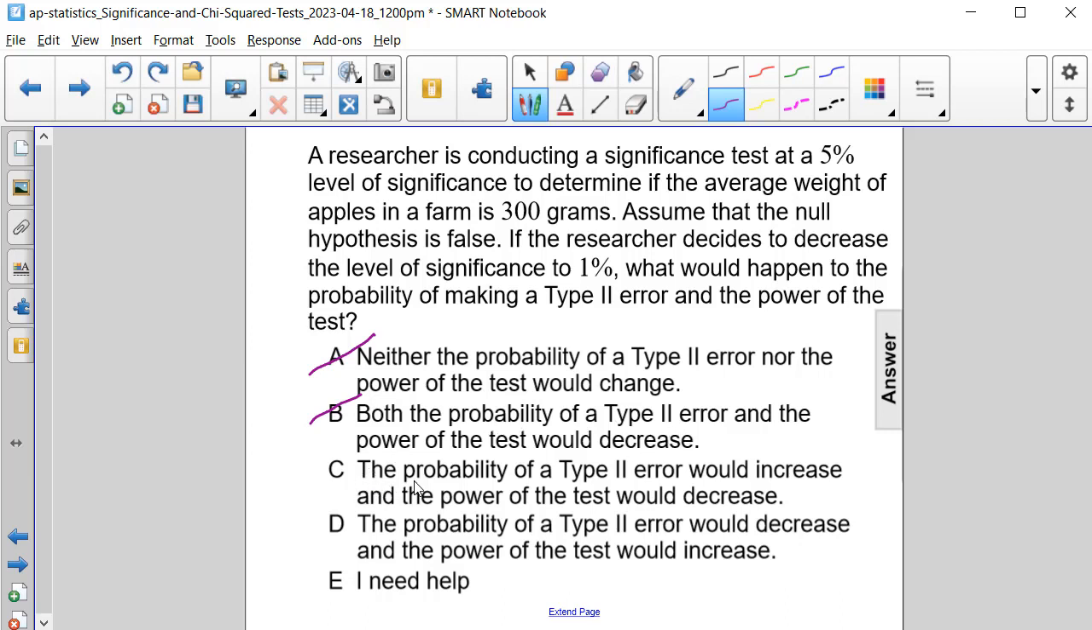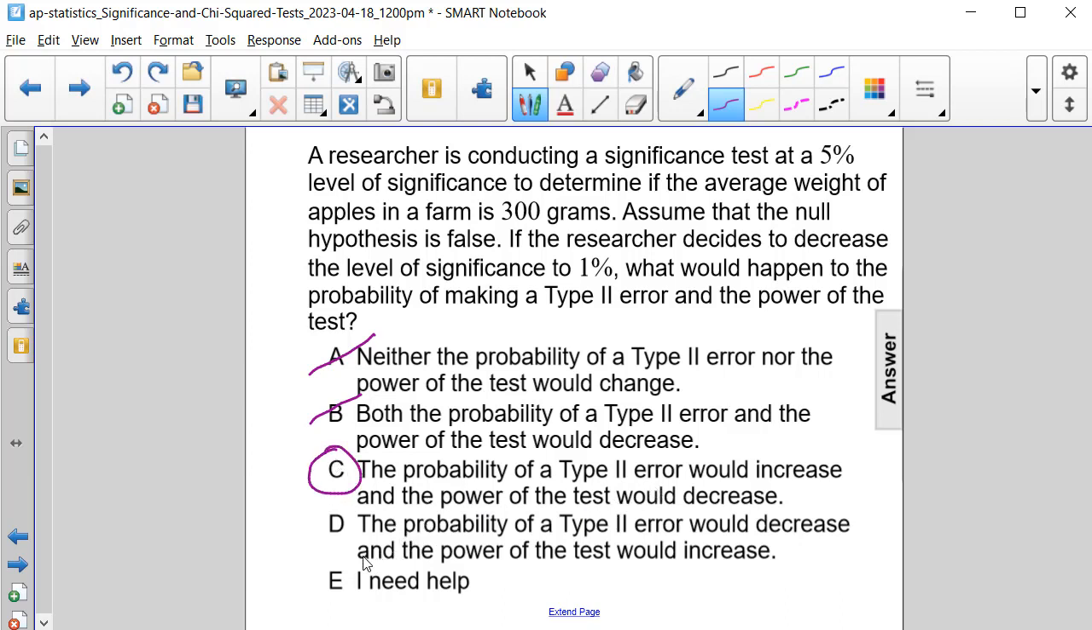Option C is the correct answer because decreasing the significance level increases the likelihood of accepting the null hypothesis when it is actually false, which means the probability of the type 2 error would increase and the power of the test would decrease.